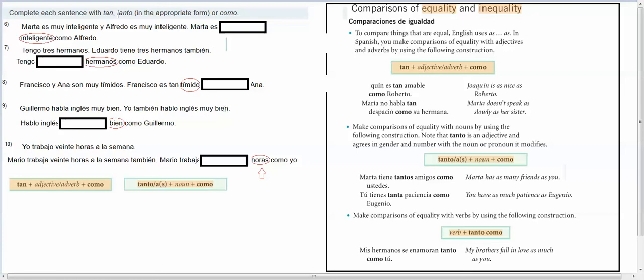Okay, so here's another example. Marta es muy inteligente y Alfredo es muy inteligente. Marta es blank inteligente como Alfredo. We're comparing intelligence. Intelligence is an adjective, so you do tan, adjective, como. We've got our inteligente right here, so we would just need tan.